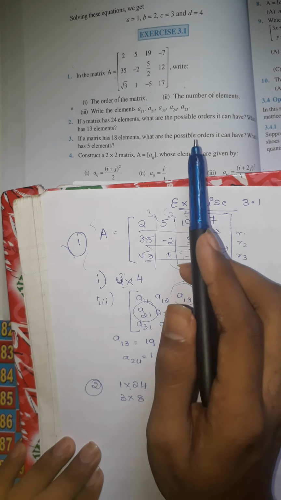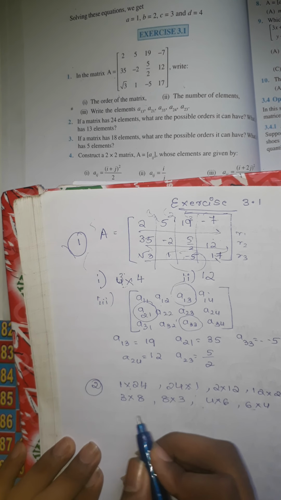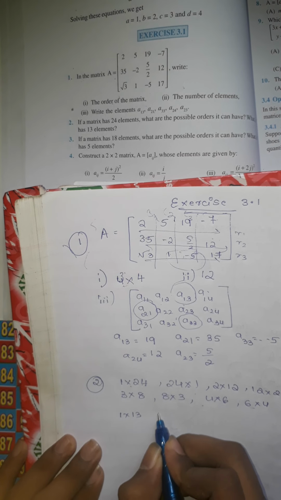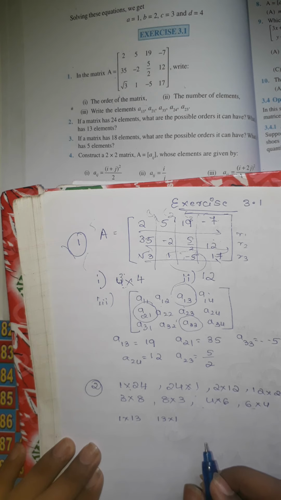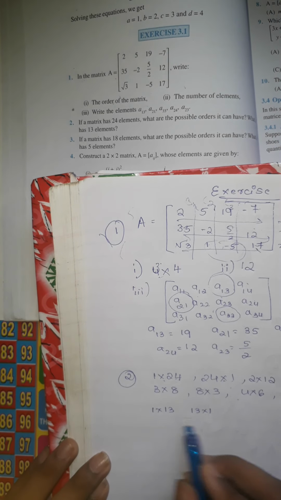Next is the sub-question, what if there are 13 elements? Listen carefully. If odd numbers of elements are given, say 13 elements, it can form 1 × 13 and 13 × 1. Is there any other possibility? No. So if an odd number or prime number is given, you can have only 2 possibilities.